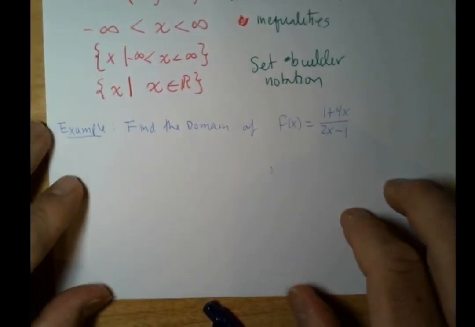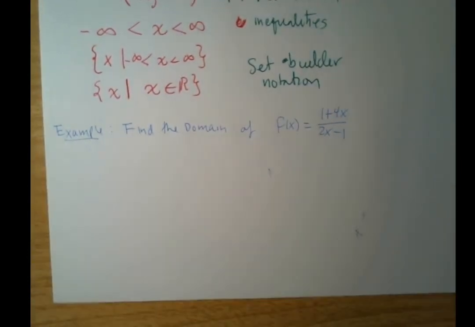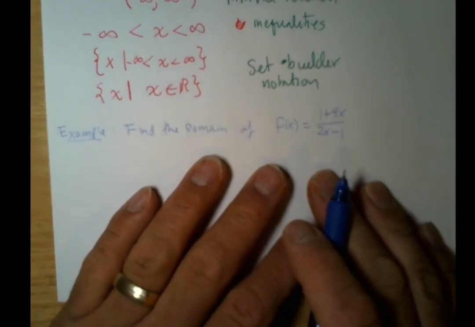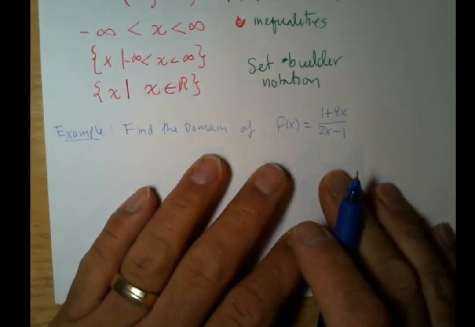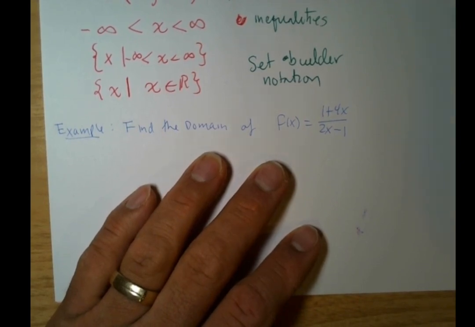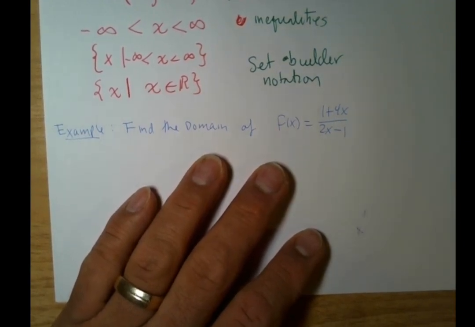Okay. Now, in this case, again, we want to ask ourselves, what are some values that would make something like this undefined? Because I want to exclude those from my domain. When we're asked to find a domain, we're looking for values that when I input them into my function, I can get a result back. In this case, a real number resulting back.